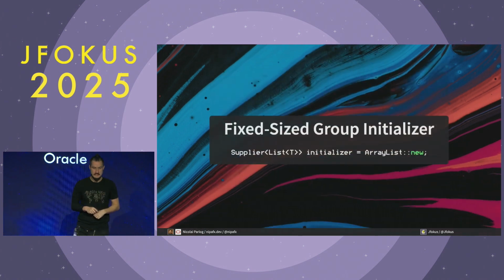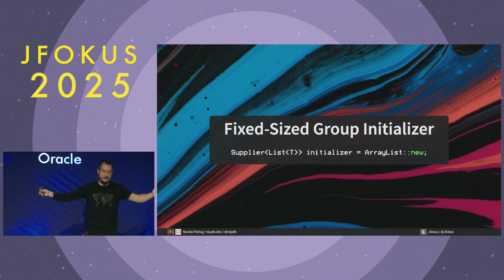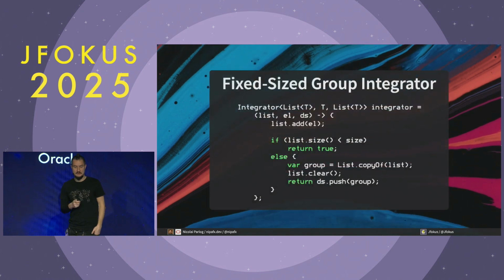Initializer, super easy. It's a supplier, and we want to collect elements in a list. So ArrayList new creates us that function. And it's a function. You don't create a new state, actually. You give a recipe of how to create the new state, because again, this could be used in parallel, theoretically, and then you need to create a bunch of states for each thread first, and then later join them. Okay, so super easy, create a new array. This is how to create a new state.